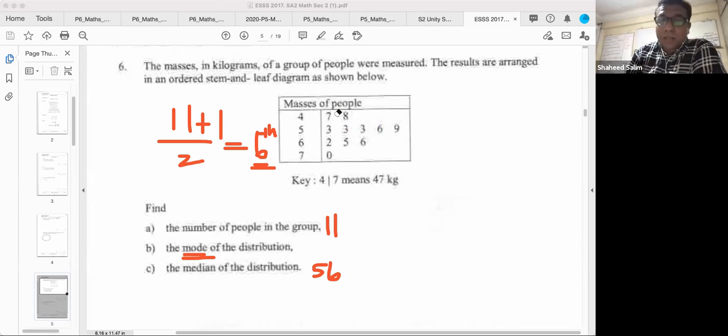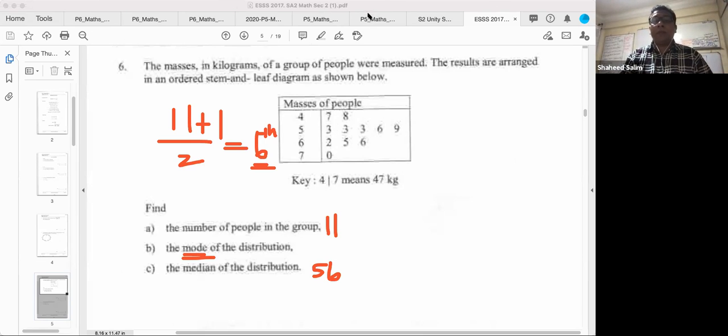There are 11 persons here. 1, 2, 3, 4, 5, 6, 7, 8, 9, 10, 11. This person's weight is 47 kg. This person's weight is 48 kg. This person's weight here, 53. Yes, 53, 53 again. There are 3 persons with 53 kg. So the mode is 53 kg. What is mode? Highest occurring value. That's the highest occurring.